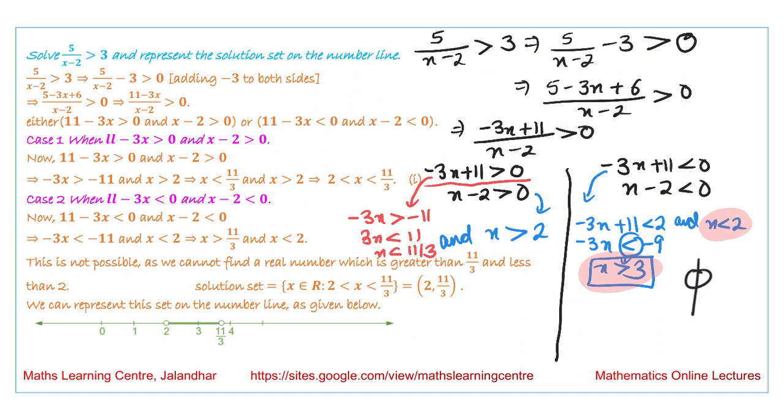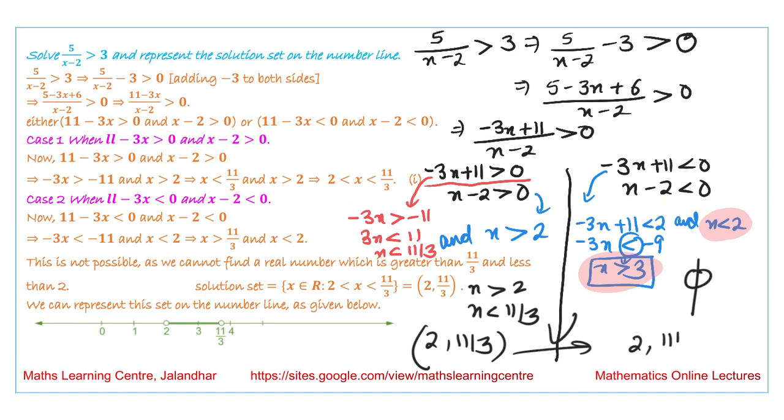In this case, we are saying that x is greater than 2 and x is less than 11 by 3. So the common region we will have is 2 to 11 by 3. So the final answer we obtain is the union of these two sets, which is 2 to 11 by 3. It is an open interval.